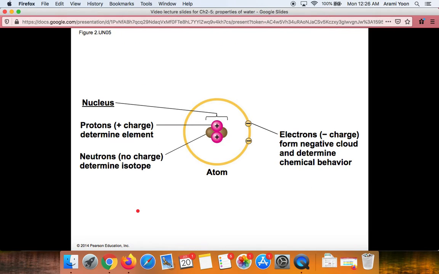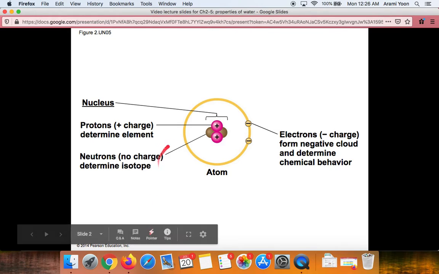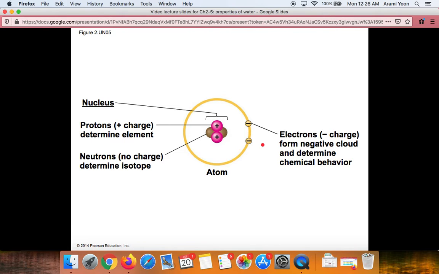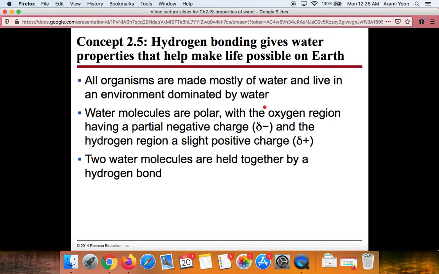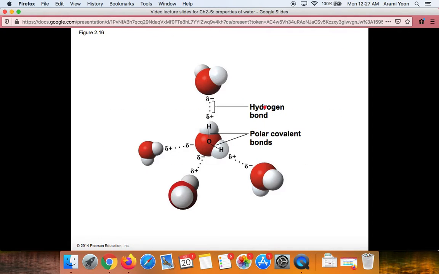I want to remind you to start out that the basic structure of an atom has positive charges on the inside and negative charges on the outside, and they're attracted to each other because opposites attract. But not only are these electrons attracted to protons in their own nucleus, electrons will be attracted to any positive charges that are near enough to attract them. And so that's what we see with water.